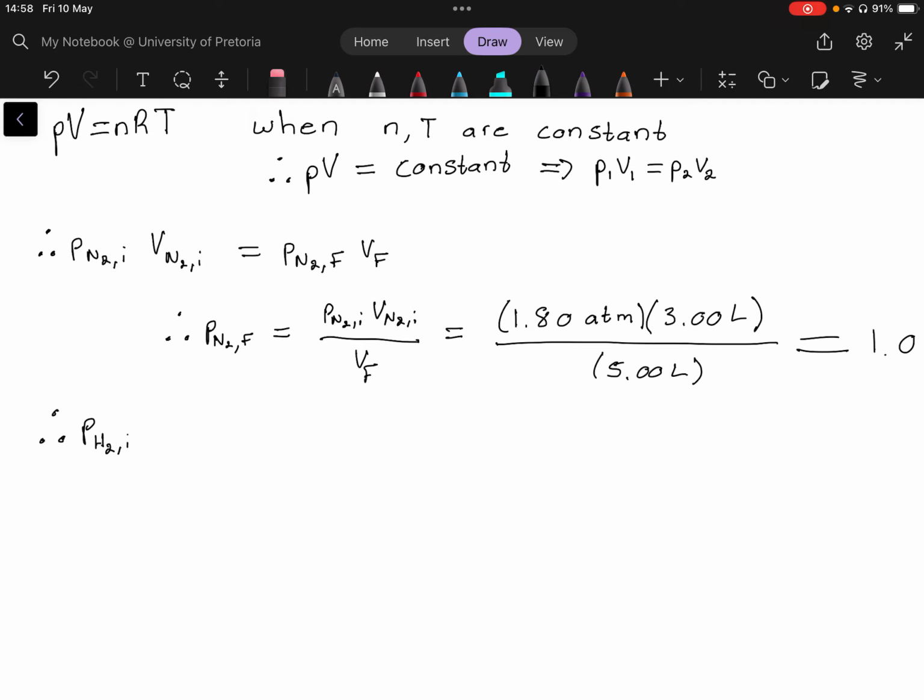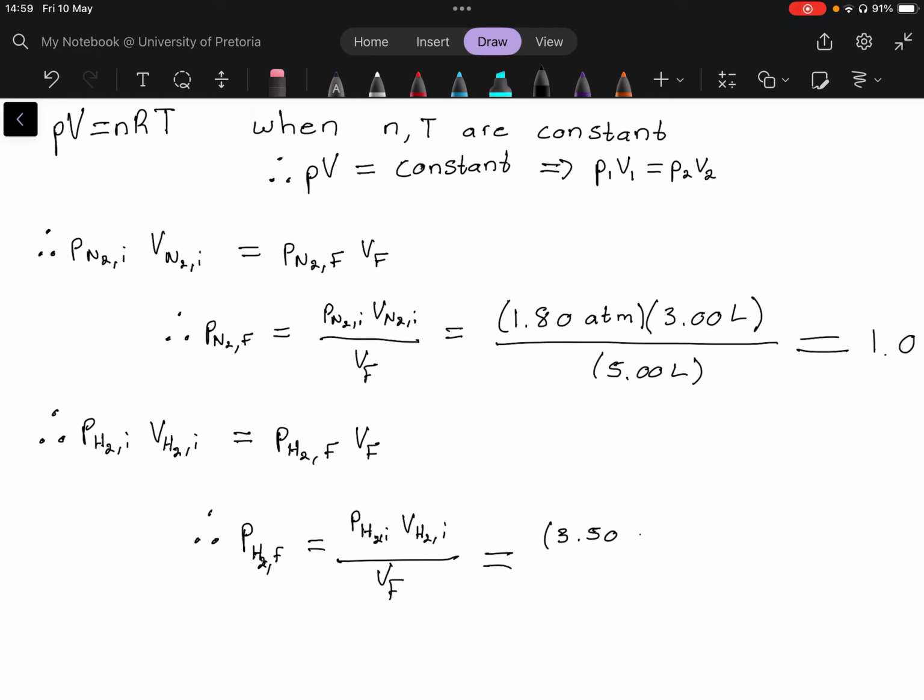In a similar fashion, we can calculate the pressures of the hydrogen. So it will be the partial pressure of hydrogen initially multiplied by the volume of hydrogen initially is equal to the partial pressure of hydrogen in the end multiplied by the final volume. So the partial pressure of hydrogen finally is equal to the partial pressure of hydrogen initial, times the volume of hydrogen initial, divided by the final volume. And these values are 3.50 atmosphere, 2 liter, divided by 5 liter.